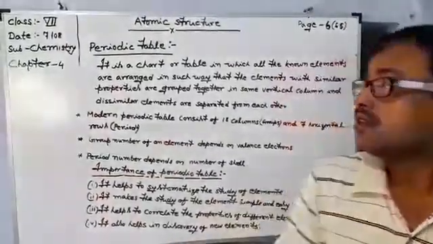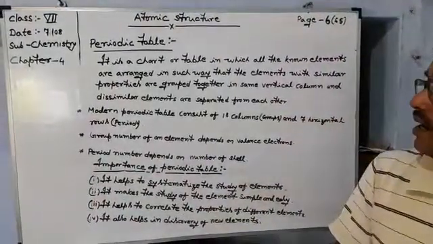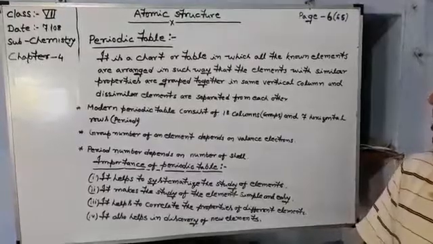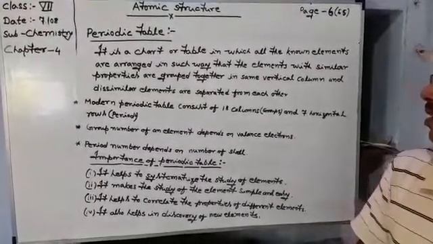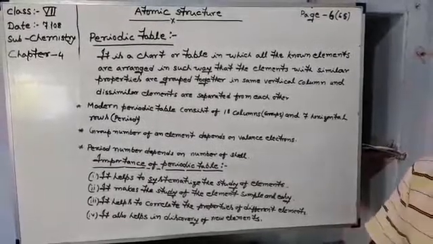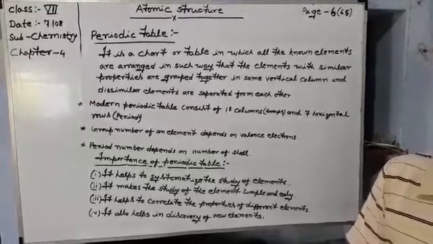So it is a chart or table in which all the known elements are arranged in such a way that elements with similar properties are grouped together in vertical columns, which are known as groups, and dissimilar elements are separated from each other.